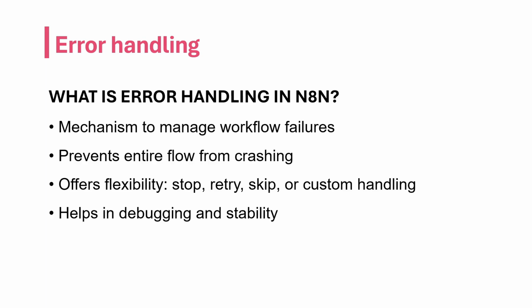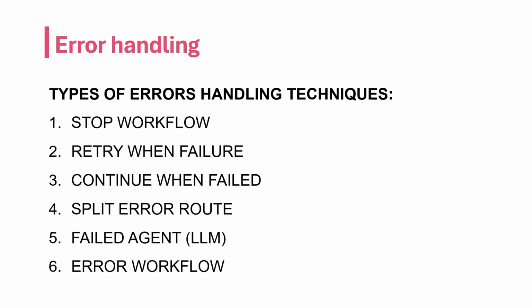Now we will see the major six types of error handling techniques in n8n. First is stop workflow, second is retry on failure, third is continue on fail, fourth is split error route, fifth is fallback agent through LLM, and sixth is error workflow. Now we will discuss them one by one.